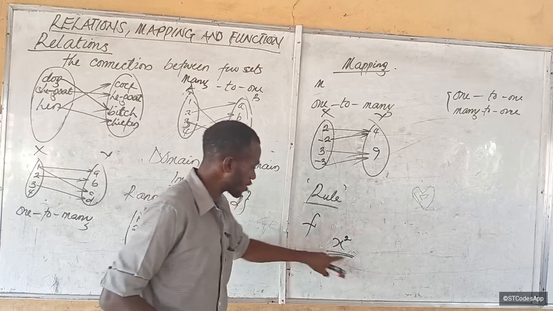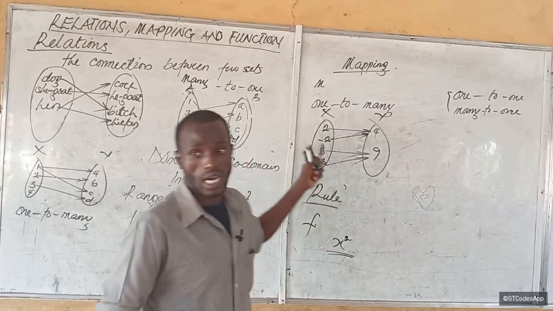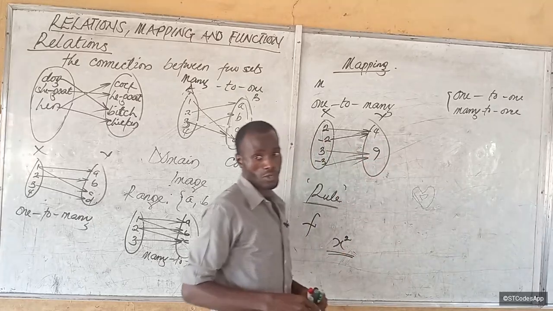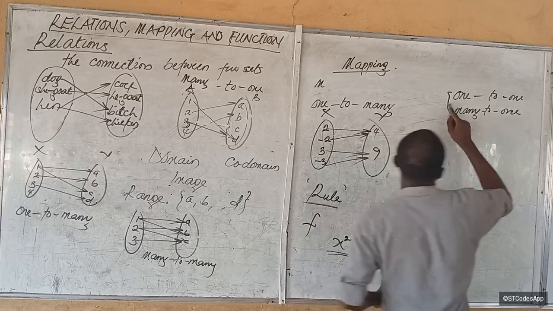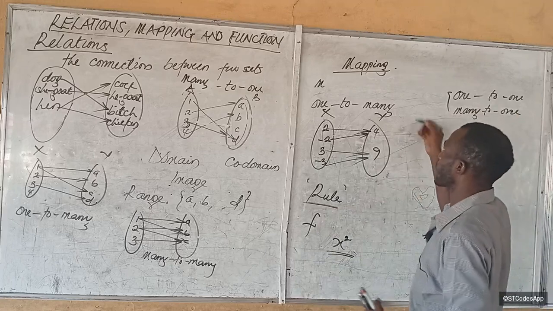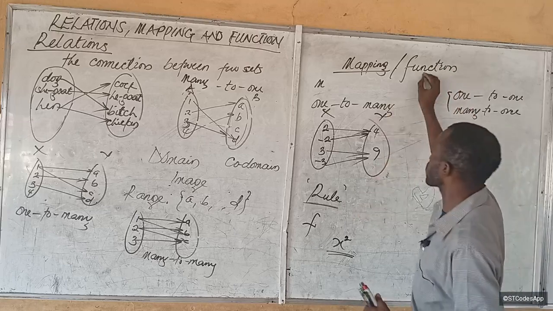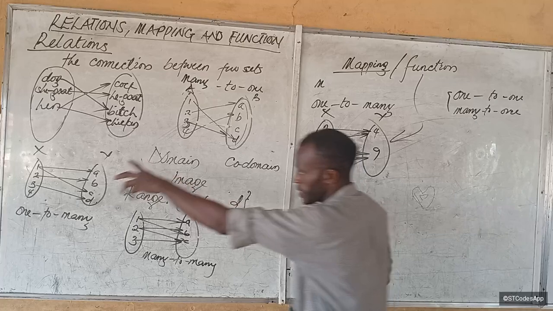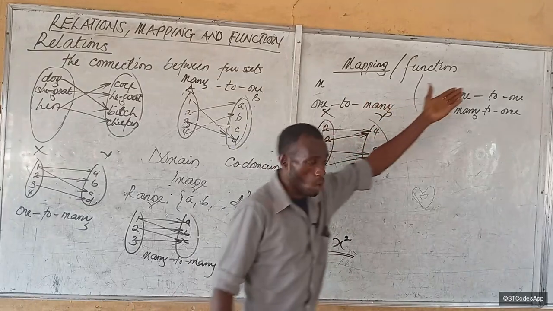So by squaring each of these, the rule of the mapping is an equation that gives a member of the domain an image in the co-domain. Are we good with that? I said the two types of mapping that we can have are one-to-one mapping and many-to-one mapping. Now, when does a mapping become a function? A mapping becomes a function when it deals with only numbers. So this is still a mapping, because it follows the rule: there is one-to-one and many-to-one.